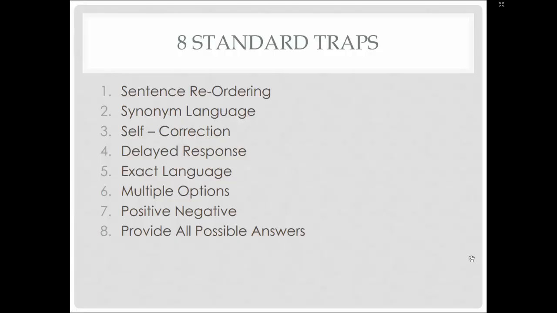Sentence reordering, synonym language, right? Self-correction is a trap. Delayed response, exact language is a trap. Giving multiple options is a trap. Something being positive or negative is a possible trap. So these are the things that you have to look out for or listen for when it comes to traps. And as we're going through the practice, I'm going to make a note to point out to you when these traps are happening, so that you'll be able to learn how to recognize them.